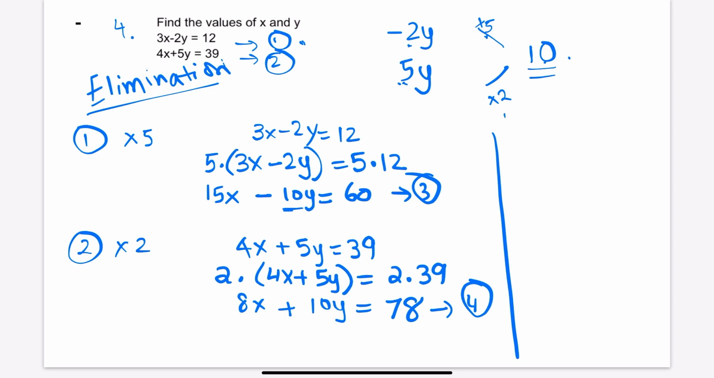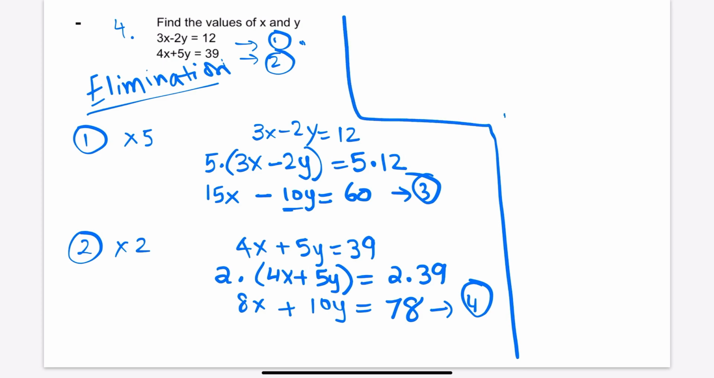So I'm going to clear this out for a second. Now you know I took the least common multiple there. Least common multiple for x, 2 and 5, is 10. Now I'm going to copy the third and fourth equations here. The third equation is 15x minus 10y is 60. And the fourth equation is 8x plus 10y is 78.